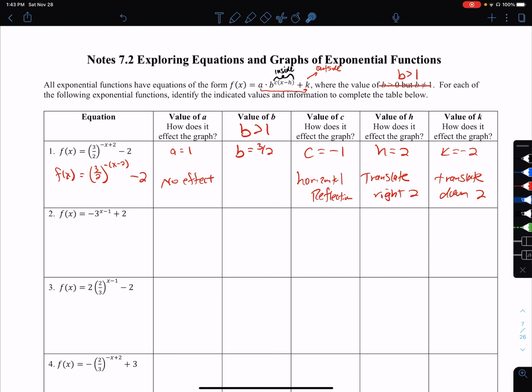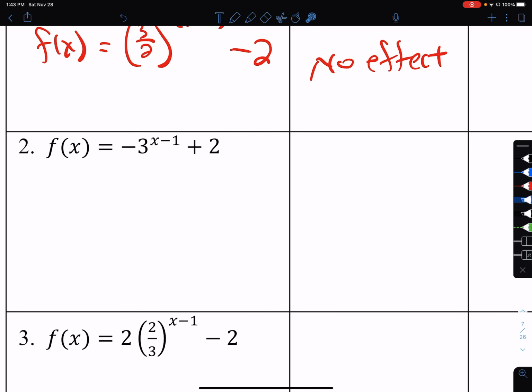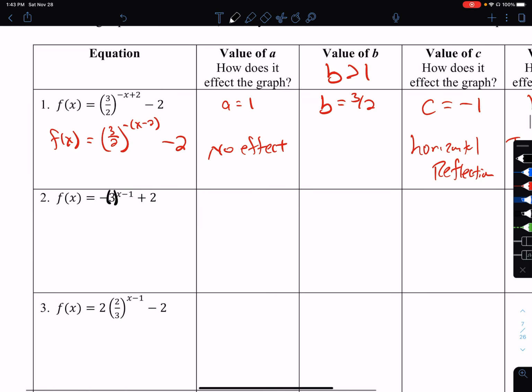Looking at number 2, is b bigger than 1? The answer is yes. This is a negative that's being multiplied by a 3 that's raised to an exponent. The negative is not raised to the exponent. If it was, it'd be written like this. And that's not how it's written. If you want, for emphasis, to write this with the 3 in parentheses, you can, but the negative should not be in the parentheses. It doesn't make any sense to.